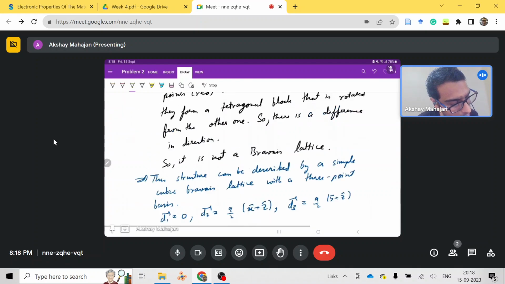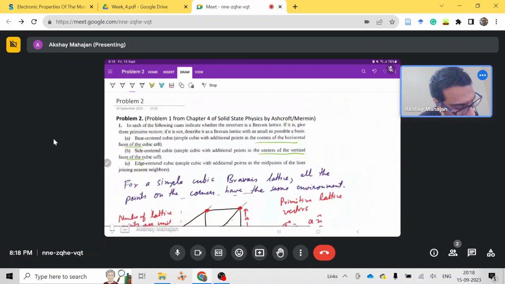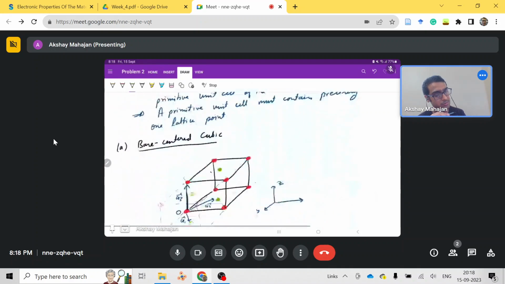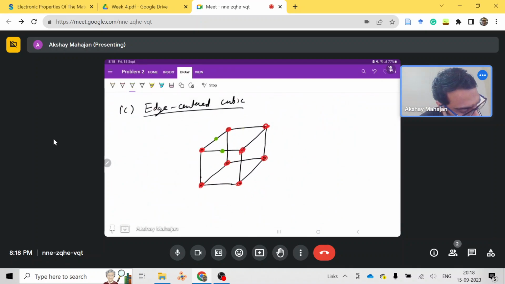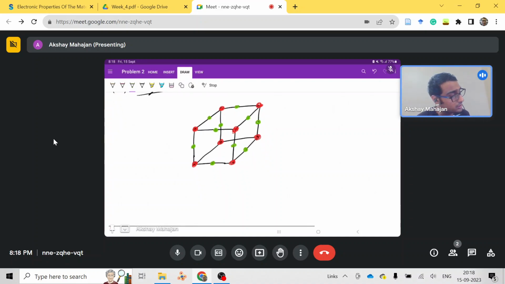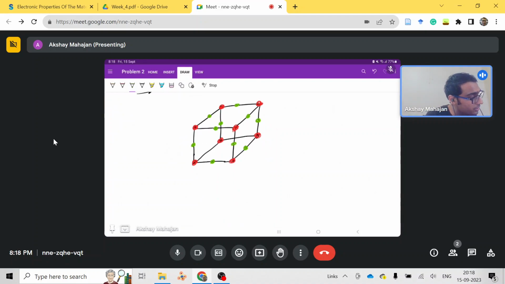Look at the problem. Okay, the edge-centered cubic is a simple cubic with an additional point at the midpoints of the lines joining the nearest neighbors. So these here will be our new points. Alright, so here you can automatically see that this is again not a Bravais lattice, because the number of nearest neighbors will be different.